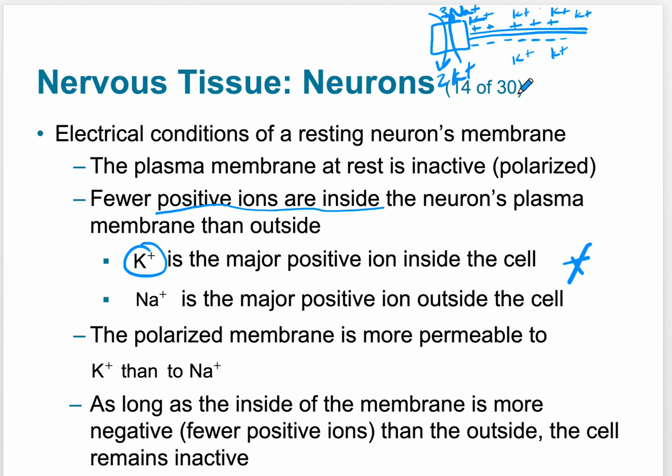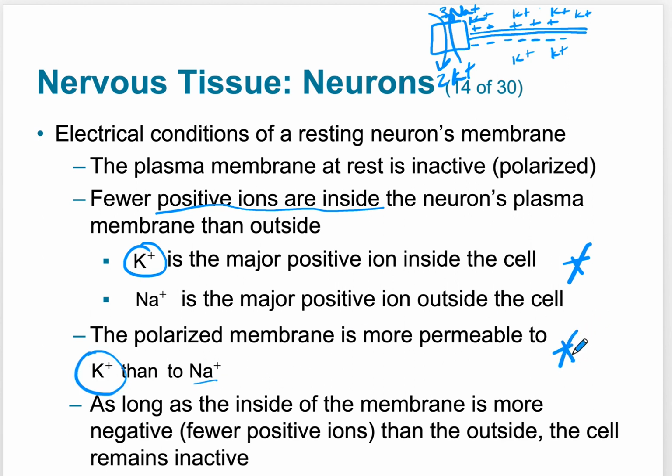There's more potassium inside the cell than outside the cell because we're pumping in potassium and we're pumping out sodium. So this has to do with the sodium-potassium pumps. That's why this happens. The polarized membrane is more permeable to potassium than to sodium.